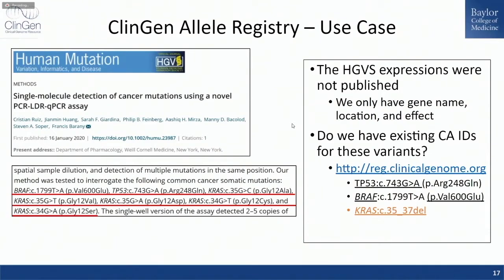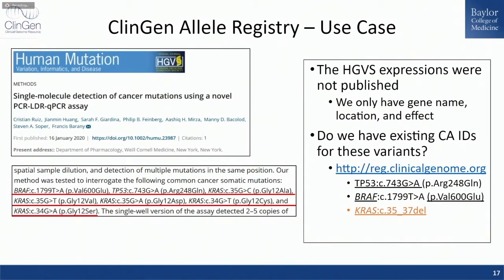Okay. So to get into the more novel parts of this presentation, as compared to the breakout session earlier this morning, I wanted to do a use case from the biocurator's point of view. You see we have this publication in Human Mutation. It was a single molecule detection of cancer mutations using this novel assay. Early in the paper, they described these different observations per these genes and their coordinates. One of the problems is that the HGVS expressions were not published.